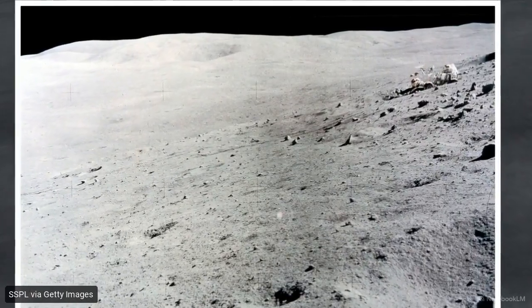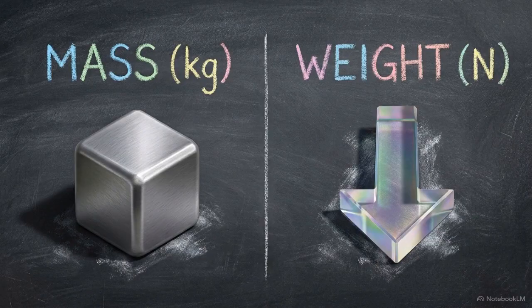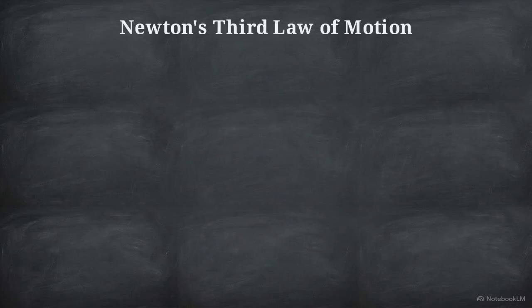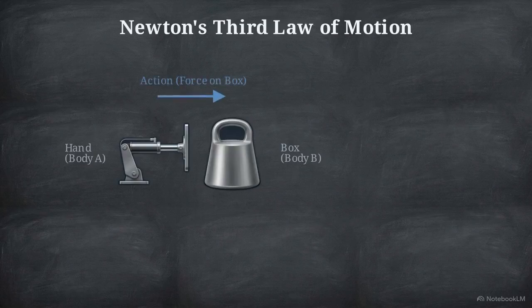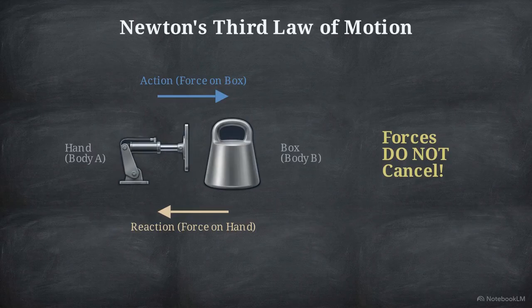On the Moon, that same 10-kilogram mass still contains the same amount of matter, but its weight drops to roughly 16.3 newtons. The mass is constant, but the environmental force has changed. Confusing these two units leads to calculation failure. Mass in kilograms describes what an object is. Weight in newtons describes what gravity does to it.